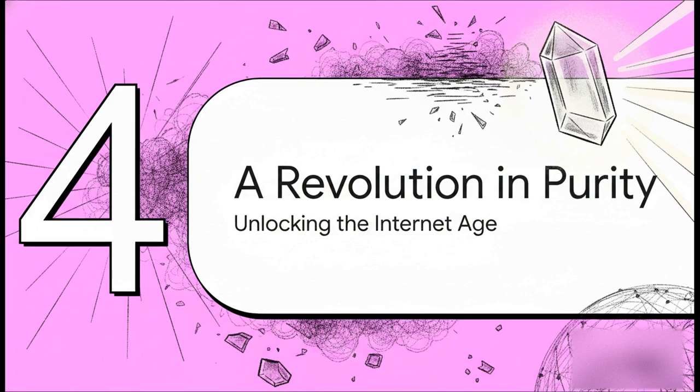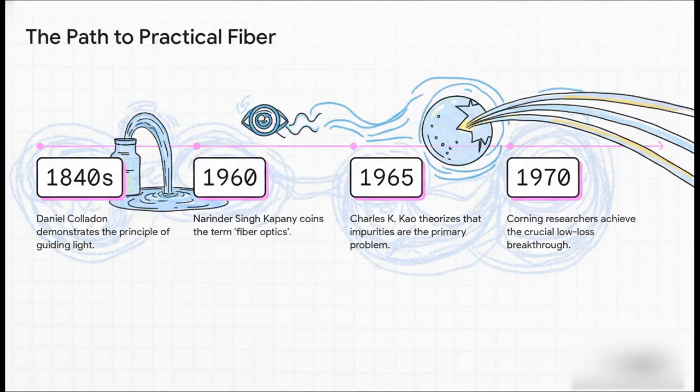For decades, fiber optics was kind of just a cool lab curiosity. The problem was, early fibers lost so much light that the signal would basically disappear after just a few feet. So to build a global network, scientists had to solve this one massive problem. They had to figure out how to make glass that was purer than anything anyone had ever made before. And this journey to practical fiber, wow, it took a long time.